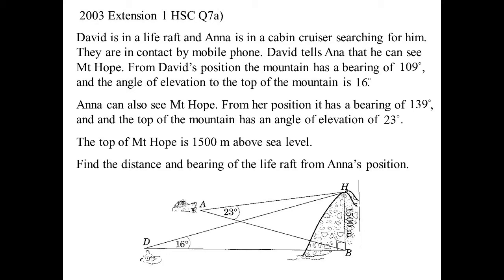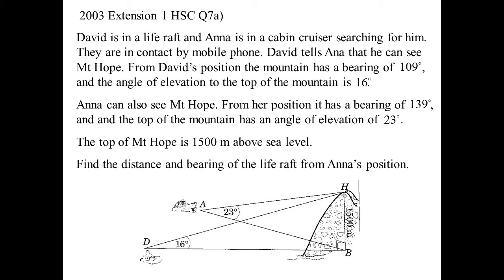Fortunately, David has a theodolite and can work out the bearing and the heights from everything there. The angle of elevation he can work out is 16 degrees. So lucky he knew that information. Anna, well, she can see Mount Hope as well, and she also has the equipment that can measure this. So she's worked out that it's a bearing of 139 and the angle of elevation is 23. But we also happen to know that Mount Hope is 1,500 metres above sea level.